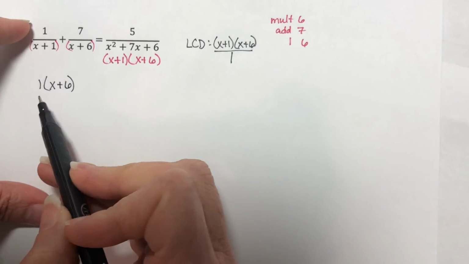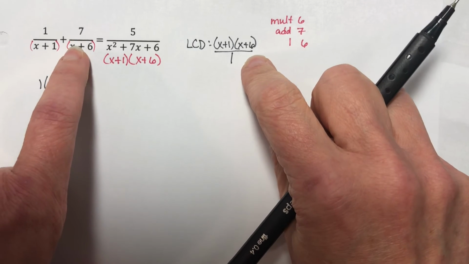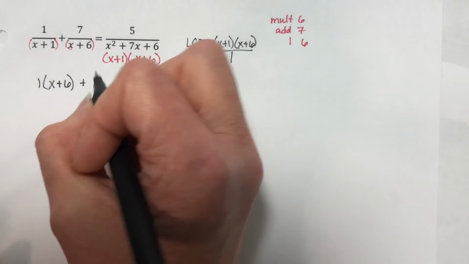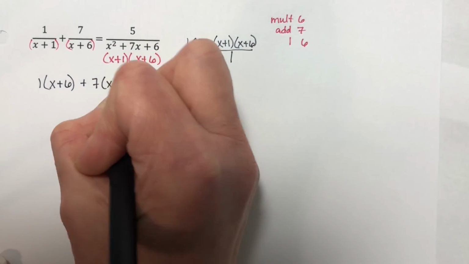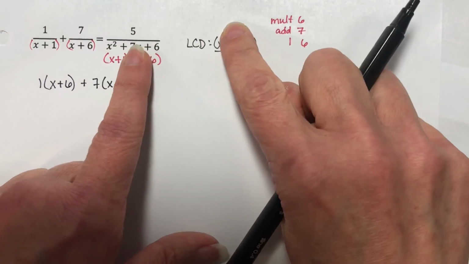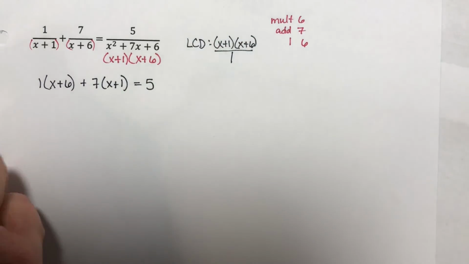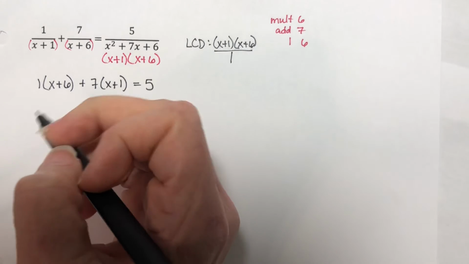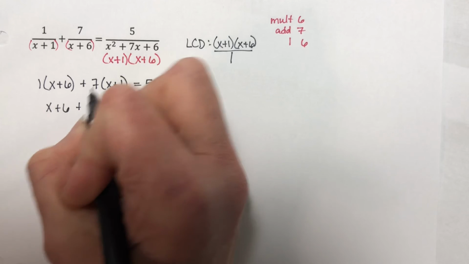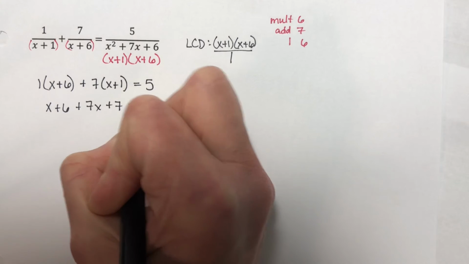And again, I wrote the 1 so that you have the pattern. Plus. All right, let's multiply these two. This x plus 6 is going to cancel out this x plus 6. So I have 7 times x plus 1. And then when I multiply these two, the entire denominators cancel out, so the whole thing goes away, and all I have left is a 5. Okay, now let's distribute. Of course, distributing a 1 doesn't change anything, so this is simply x plus 6 plus 7x plus 7 is equal to 5.